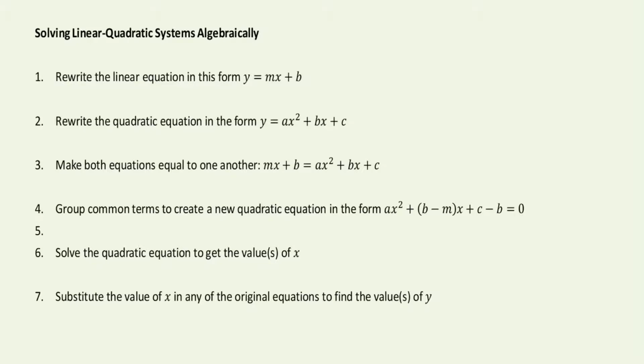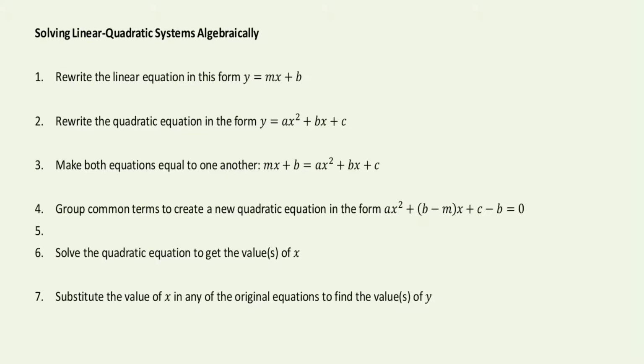Now here's how we're going to go about solving these linear quadratic systems. For the linear equation, we're going to rewrite it in the form y equals mx plus b, and for the quadratic equation, we're going to write it in the form y equals ax squared plus bx plus c. Then, because we have y equals in both equations, we're going to equate them, so mx plus b equals ax squared plus bx plus c.